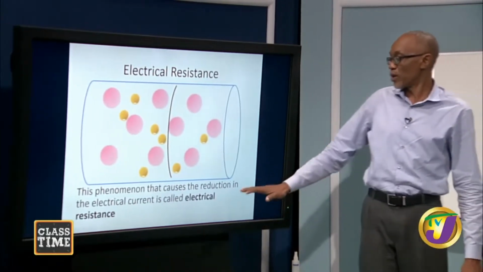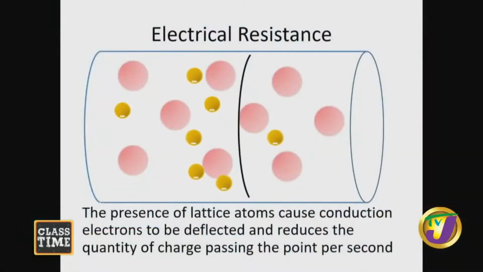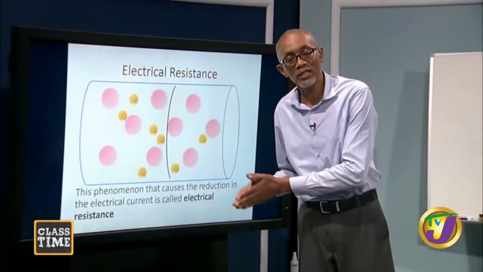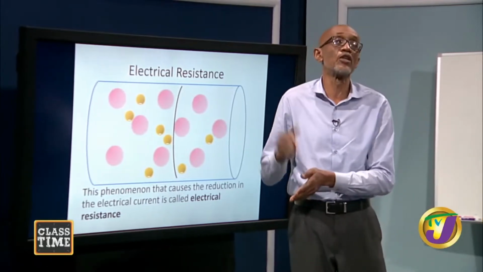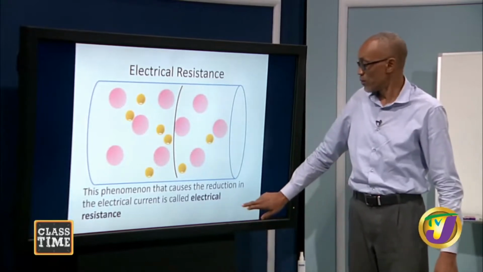So the phenomenon that causes the reduction in the electric current is called electrical resistance, because you remember, electric current is the number of charged particles flowing past a point. If you reduce the number of particles, then you would have reduced the electric current.